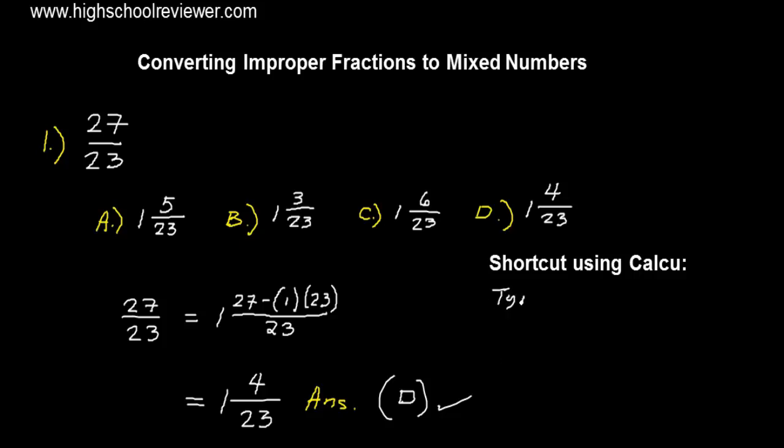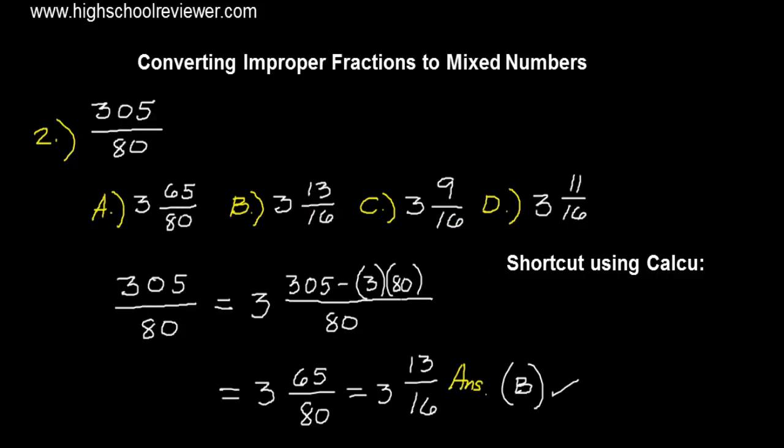Just type 27 and then press the key A, the fraction key, A B over C. This is the fraction key. So 27, which is the numerator, then the fraction key, and then the denominator 23 and the equal sign. Once you press the equal sign, this improper fraction will be converted to mixed numbers, and you will get the answer in an instant.